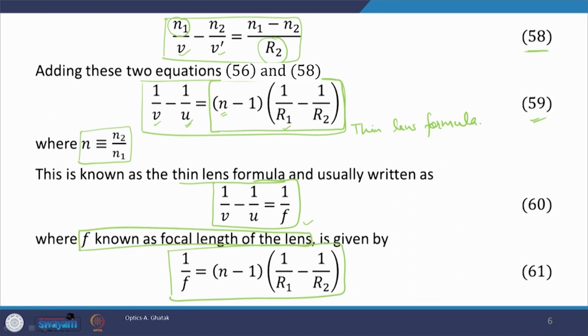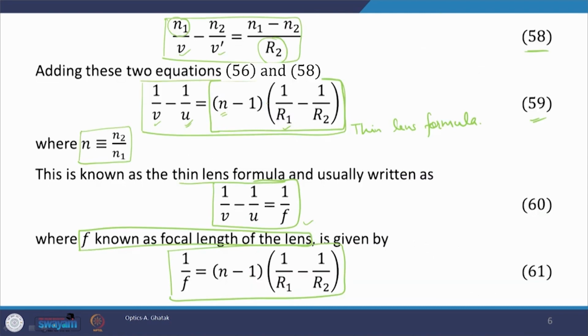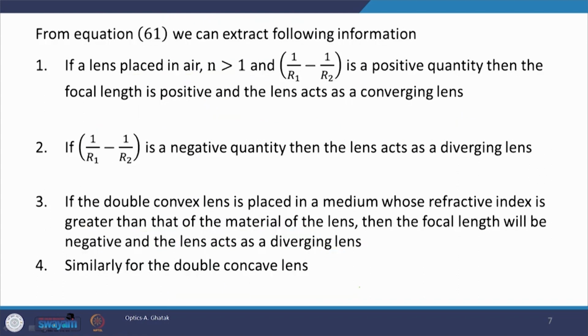Small f is known as the focal length of the lens. Now, you see that while measuring the distances, we did not take into account the thickness t of the lens. Why? Because t is assumed to be very small and therefore it can be safely neglected, and it did not appear in our formulation. And therefore, we got equation 60 as the final form of the lens formula, and focal length is given by expression number 61.